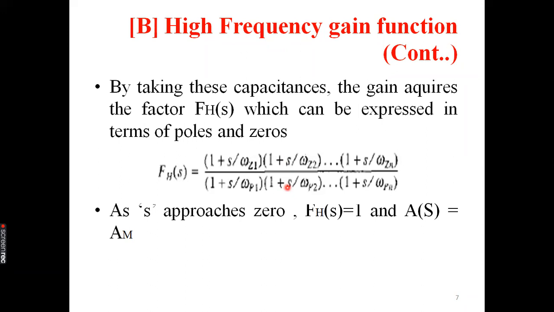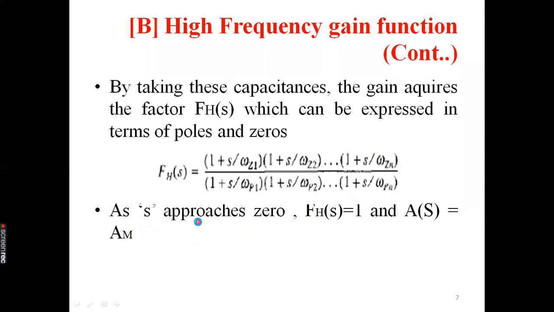Please respond. Is that clear? Yes, sir. Okay. So if we substitute S equal to 0, if S approaches 0, all the terms will become 1, right? 1 into 1 into 1 divided by 1 into 1 into 1. So the ratio will be 1 is to 1, so FH of S becomes 1. If FH of S is equal to 1, then A of S is equal to AM, irrespective of change in frequencies. The gain is constant at AM.